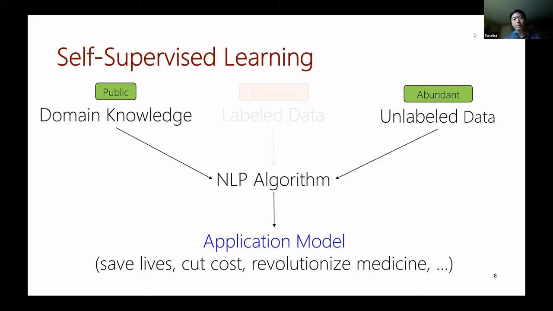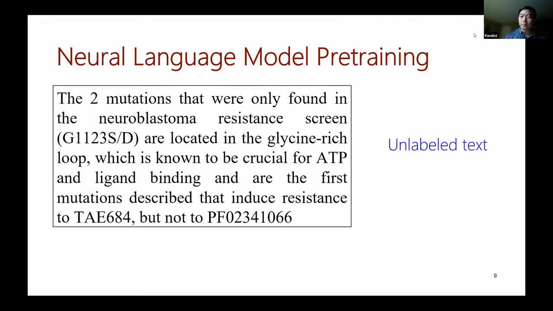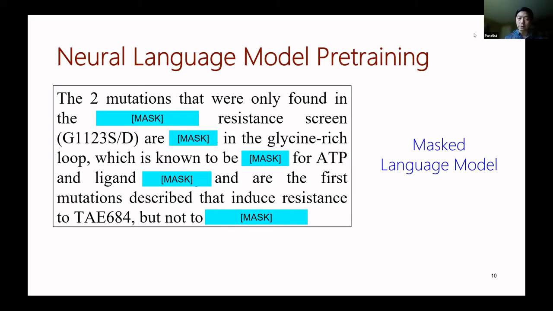A particularly popular form of self-supervised learning is language model pre-training. And the idea is very simple, right? Given the unlabeled text, we just randomly mask a bunch of words and then ask the language model to try to predict them back. The hope is that in this way, we can force the language model to capture important semantics by modeling the distributional similarity or the co-occurrence of the words.